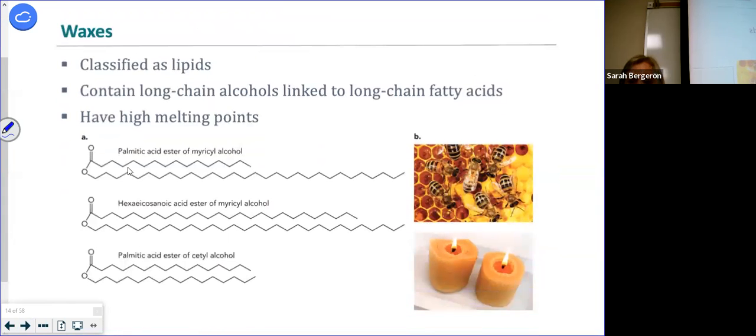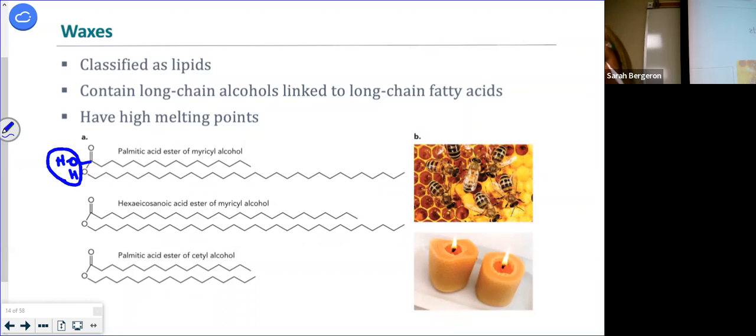All right, so now waxes. Waxes are kind of weird, right? They're very similar, but they're different, because what we have is basically a long chain alcohol. So if it were an alcohol, how would it be different? You have a hydrogen bound to the oxygen, right? So we have a long chain alcohol that's linked to a long chain fatty acid. So this is normally OH, right? So if we link the two, what kind of a reaction is that?